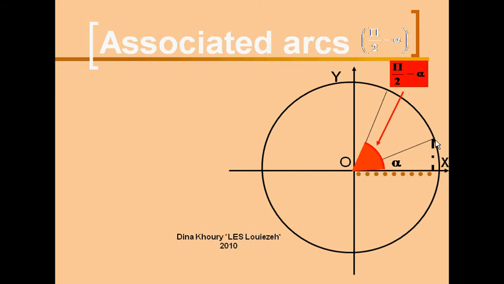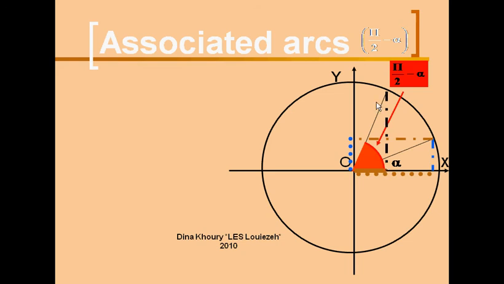From this point, which is the meeting point of the side of angle alpha and the trigonometric circle, we project on the cosine axis to have this segment as cosine alpha. And from the same point, we project on the sine axis to have this blue dotted segment representing sine angle alpha.